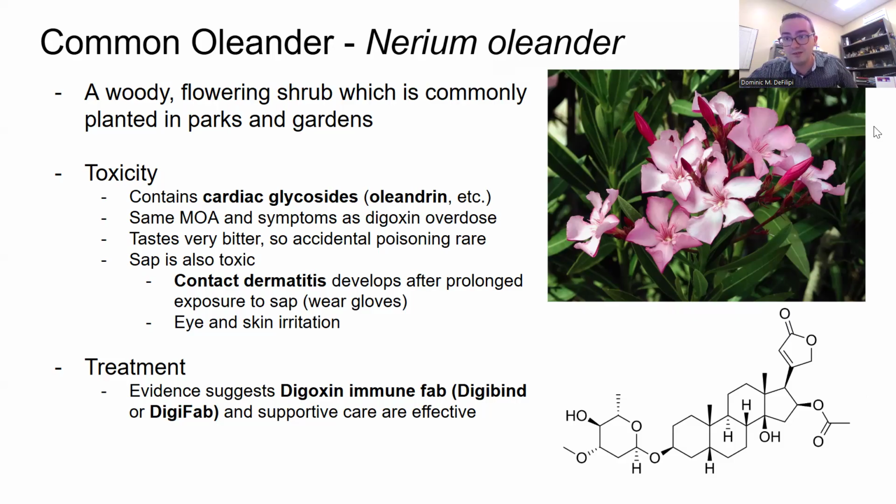Treatment, again, it's not perfect, but evidence does suggest that digoxin immune fab, or DigiFab, is supportive and effective as well. So the antidote for digoxin also works as the antidote for oleandrin and oleander poisoning. And you can kind of see why, because digoxin is shaped very similarly to the oleandrin molecule.